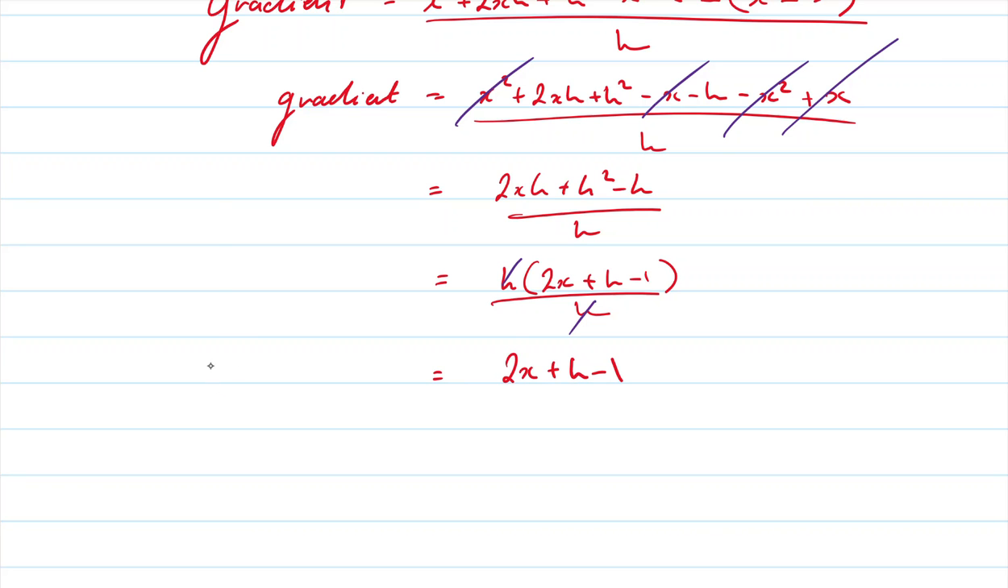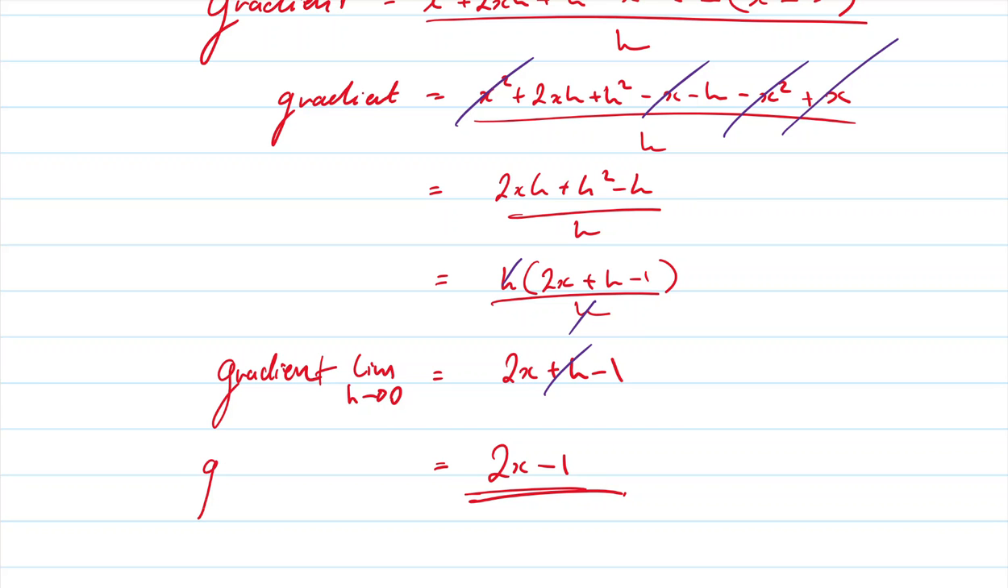But really, what we are getting is the gradient as h approaches 0, which you should have in your equation to show that as h approaches 0, what we really are left with is 2x minus 1. That should be your final answer. So the gradient as h approaches 0 is 2x minus 1.